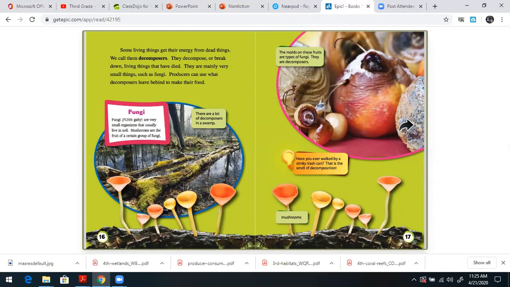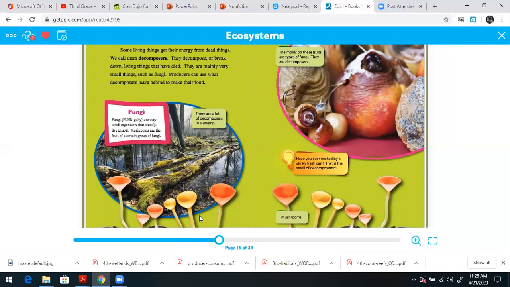Some living things get their energy from dead things. We call them decomposers. They decompose or break down the living things that have died. They are mainly very small things such as fungi. Producers can use what decomposers leave behind to make their food. This is a great illustration below showing all the mushrooms.